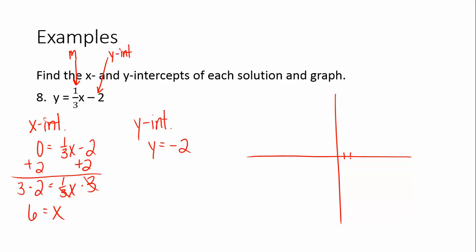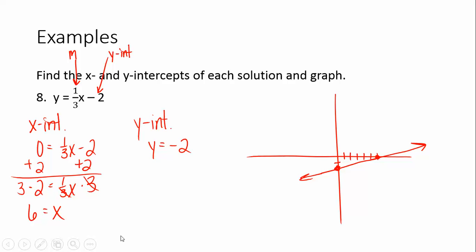So I'm going to go to positive 6 on the x-axis, down to negative 2 on the y-axis, and connect the dots. Make that one a little bigger.